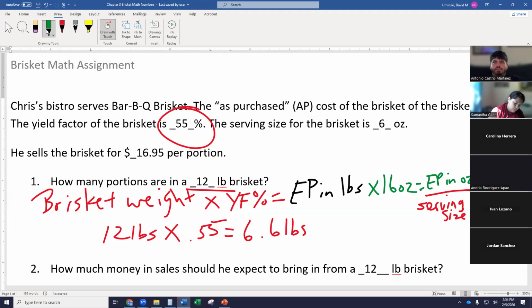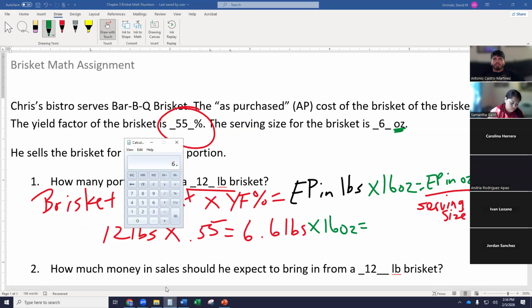Now I'm going to multiply by 16. Why? It's a great question. I'm glad you asked. Because our serving size is in ounces. We serve 6 ounces. So I can't divide 6.6 by 6 because that's 6.6 pounds divided by 6 ounces. The units don't match. We have to make the units match. And so by multiplying by 16 ounces, how many ounces are in 6.6 pounds?